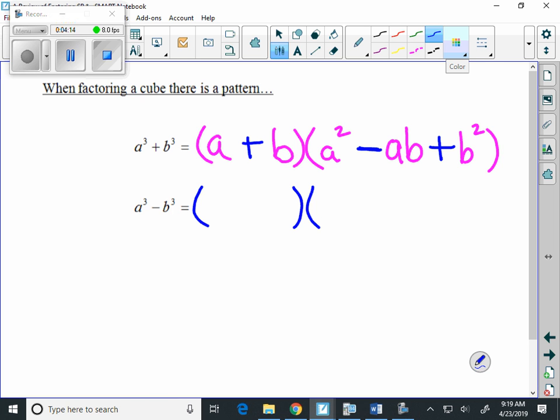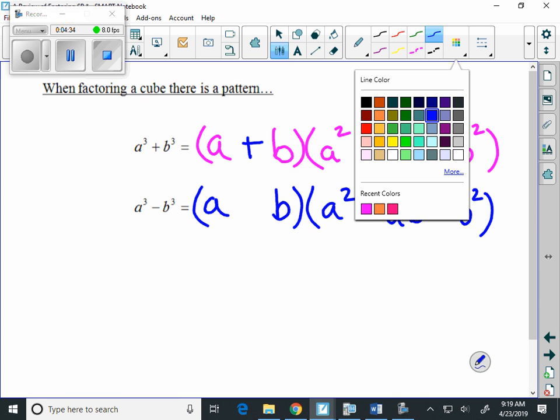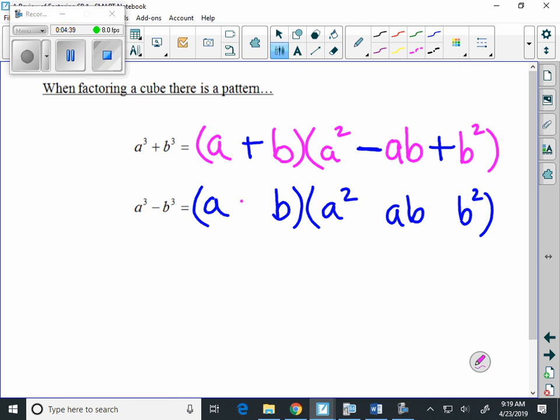Down here, the only difference in this problem is that this is a cubed minus b cubed. So the a and b and a squared and ab and b squared are all the same. Nothing changes there. It's going to be the signs. And the signs are same sign. So we have a cubed minus b cubed, so that's going to be the same sign as the problem. Then this next one's going to be opposite of the sign that we just came up with. So opposite of negative is positive. And lastly is going to be always positive.